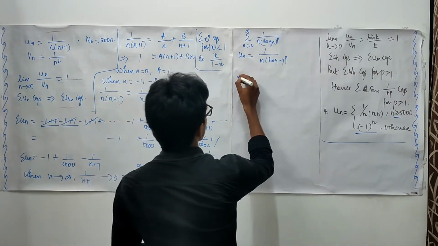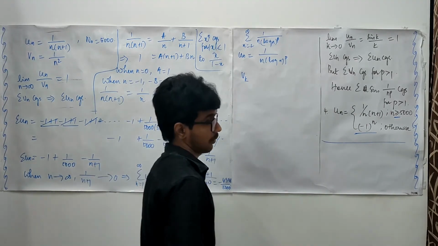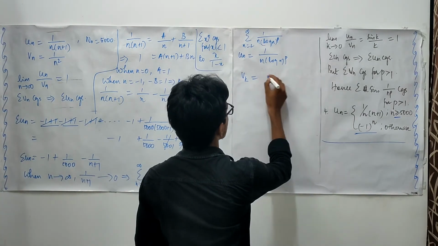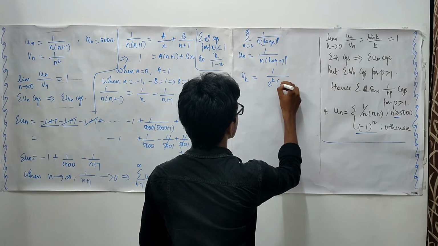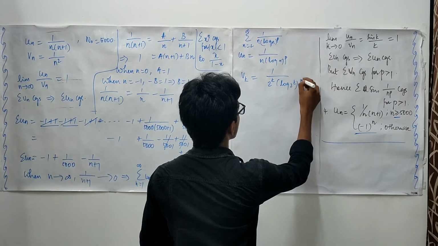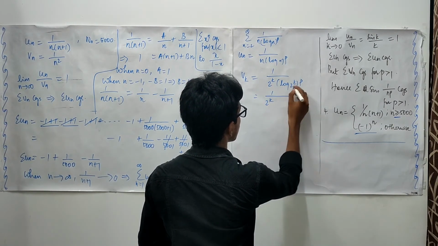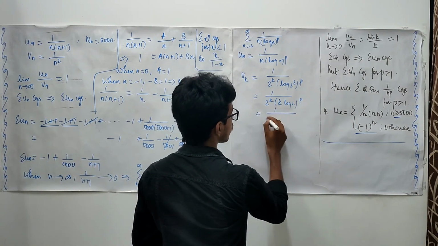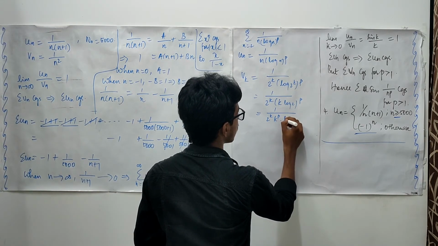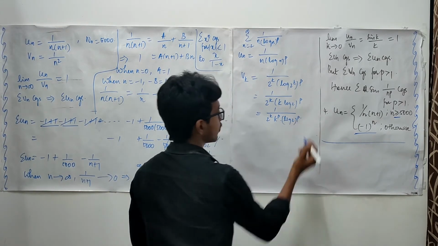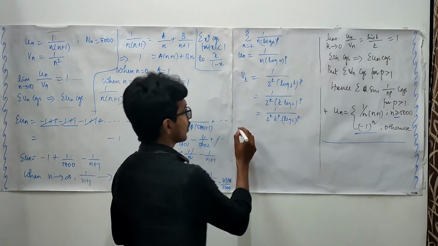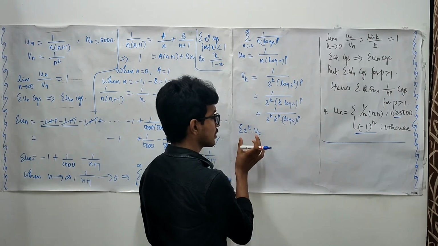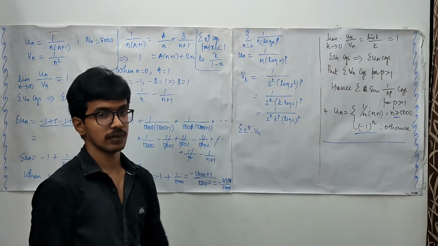Now let me find out Vk, because in place of n I am going to substitute 2 power k. So 1 upon 2 power k log 2 power k to the power p, which means 1 upon 2 power k, and this becomes k times of log 2 to the power p. So 1 upon 2 power k power p, and log 2 to the power p. Now I will have to formulate this series. The convergence of this series will imply the convergence of the given series.